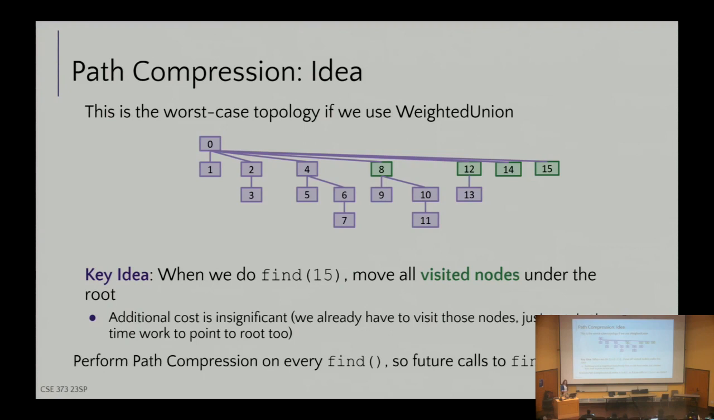So what's nice is now every time you call find, every future call of find is faster. And remember, we call find inside of union. So every time we call union, we call find, which makes the tree shorter. So every time we find or union, we're going to make this more and more efficient, or move us closer and closer to the best case tree scenario, which is one overall root and then a bunch of children directly pointing at it.